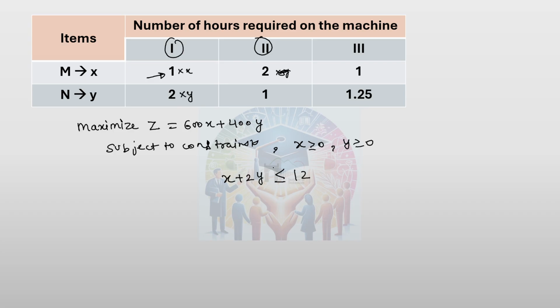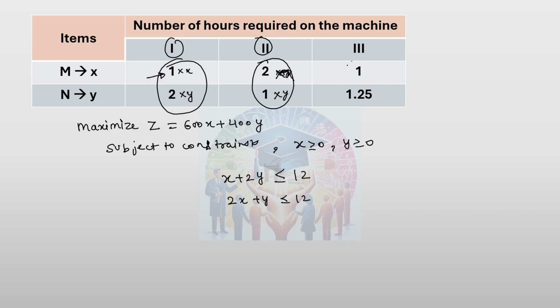This is the first equation. Similarly, the second one will be what? 2 into X plus Y, which is less than equal to 12. Both the equations will be made from this. The first one is from these two expressions, the second one is from these two. This is X, this is Y. Getting this point?